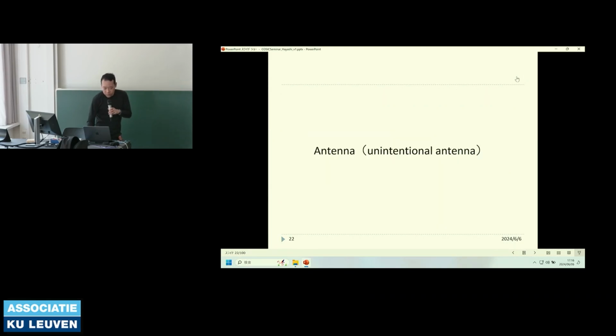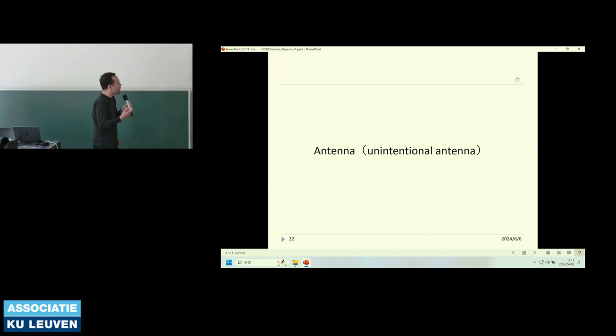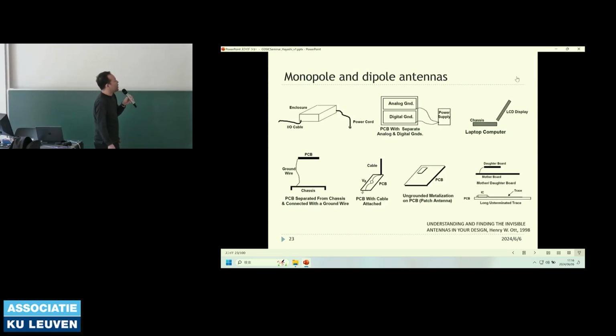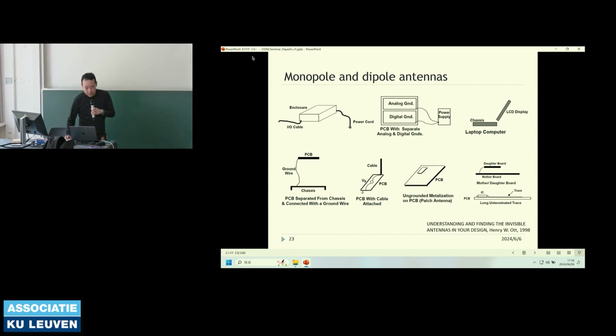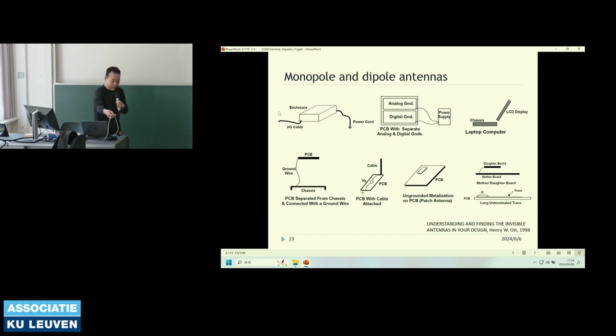Okay. The third one is the antenna. In this case, the antenna is an unintentional antenna. What is an unintentional antenna? This is an example. For example, probably you can imagine this PC has many wires connected. These wires behave as antennas. In general this cable is not an antenna, but sometimes this cable behaves as an antenna. We call this kind of antenna an unintentional antenna.